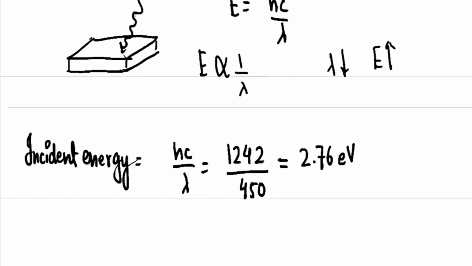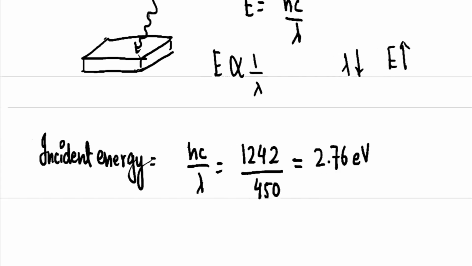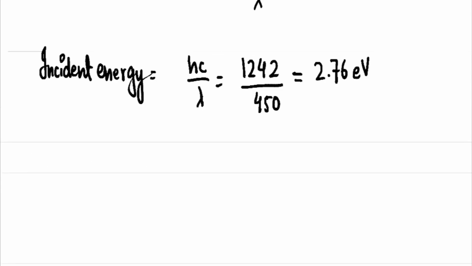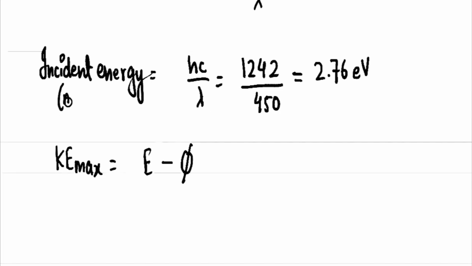So now what we have to do is calculate the sum. We know that the maximum kinetic energy will be equal to the incident energy minus the work function. So this is the maximum incident energy. Over here we have to note one thing: this is the maximum energy, and for this we have to take lambda minimum.